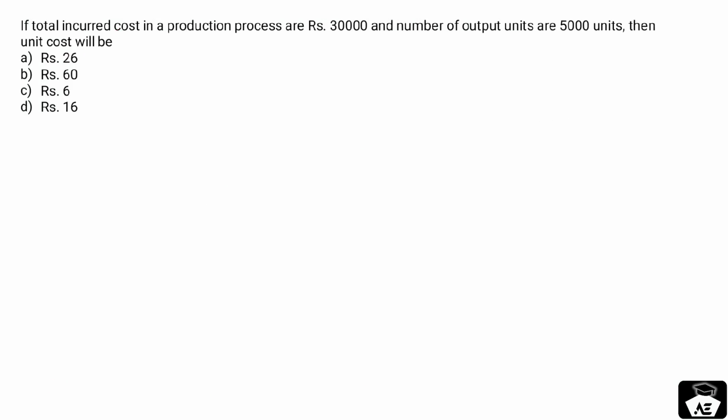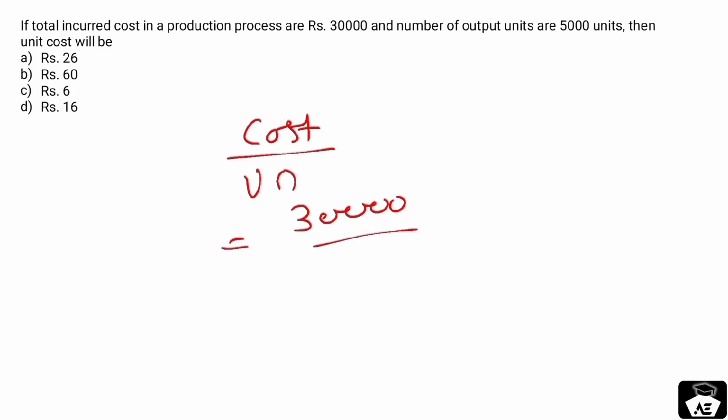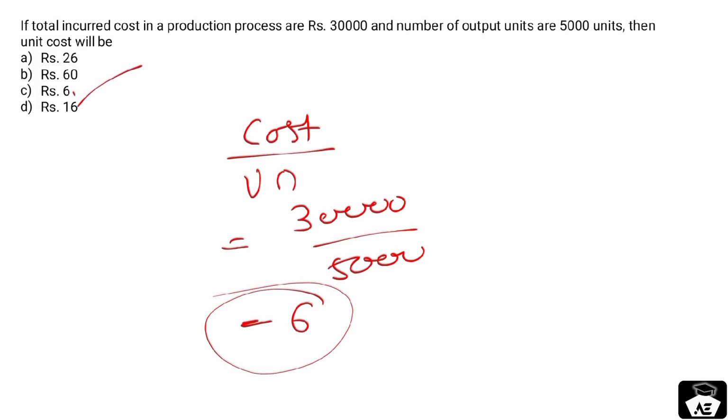Moving to next question. If total incurred cost in a production process is 30,000 and number of output units are 5,000 units, then what will be the cost per unit? Quite simple. Total production cost, so means cost divided by units output. Total cost is 30,000 divided by your units output, that is 5,000 units. So it will be rupees 6. So the correct answer is 6. Moving to next question.